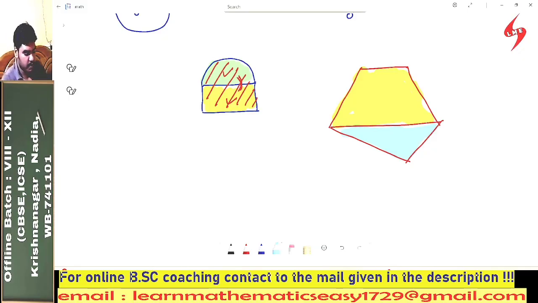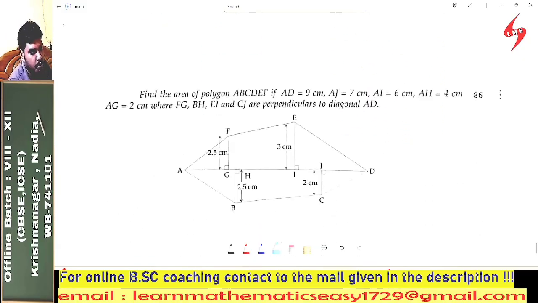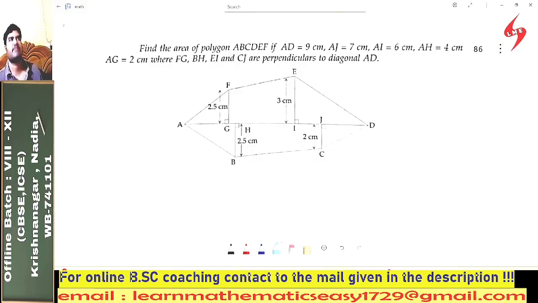Now here is a problem. My main motive is, if you want to find the area of a polygon, you have to split the figure into well-known geometrical figures, as it may be a rectangle, a trapezium, a triangle, a square, or a semicircle or circle, and then you can easily find the area using the previous formulas.